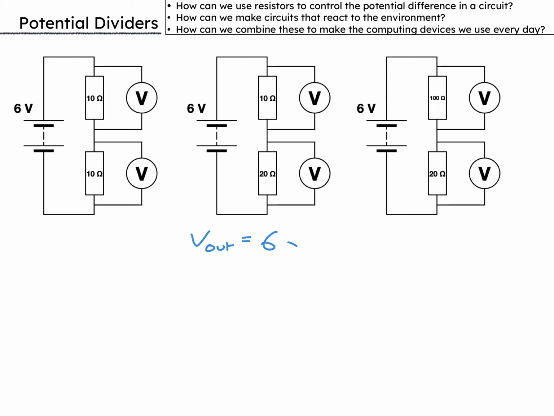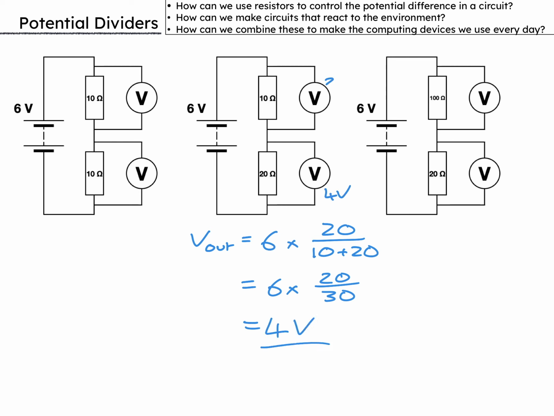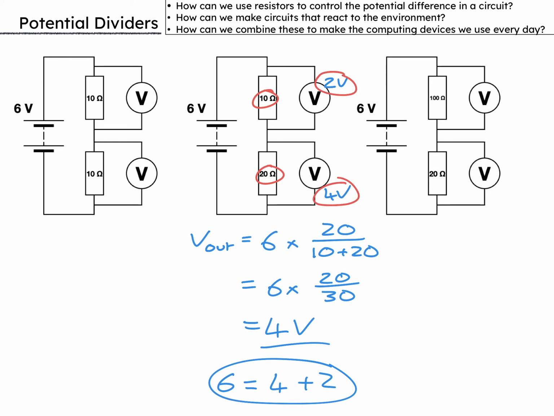I'll use the short equation this time. So V out equals 6 times 20 over 30, which is 4 volts. So 6 volts is shared as 4 volts here and 2 volts here. You may also see the pattern in this one. R2 is double R1, so V2 is double V1. Just using ratios, we might know immediately that the voltages are 2 and 4 volts.